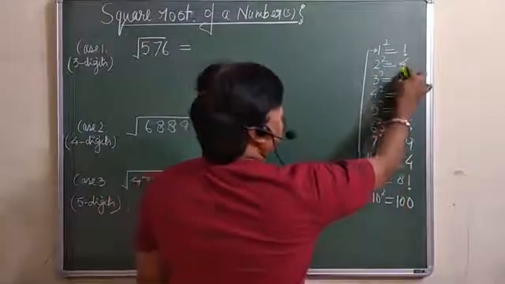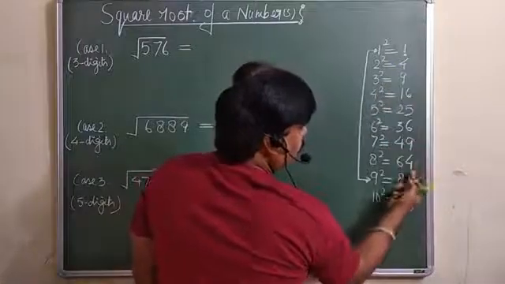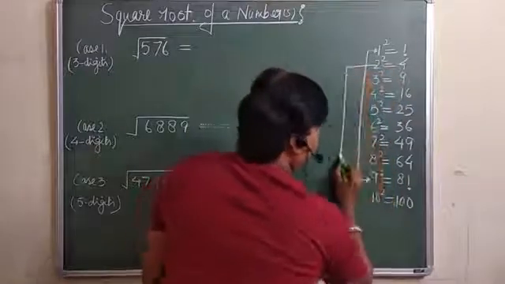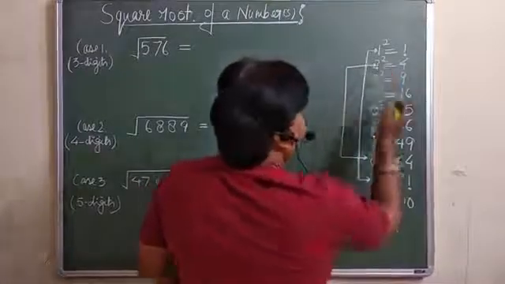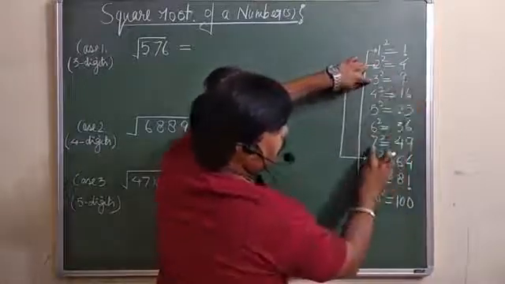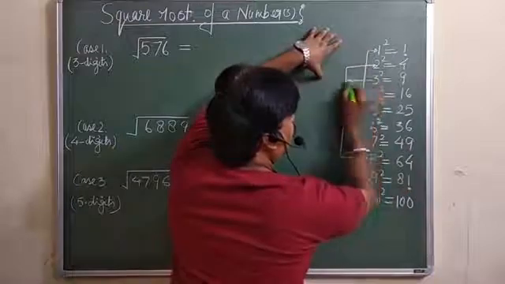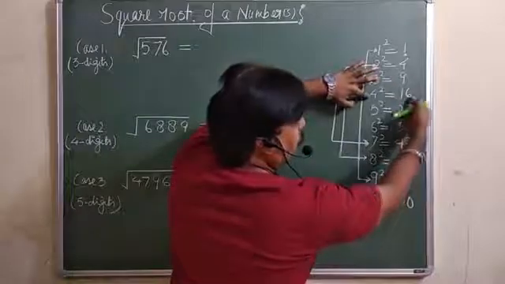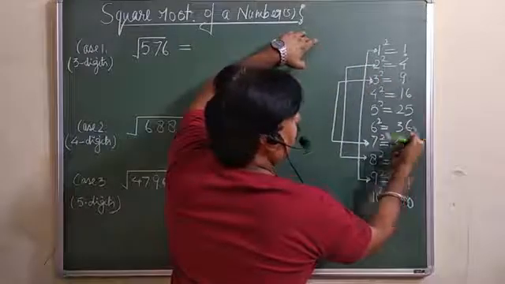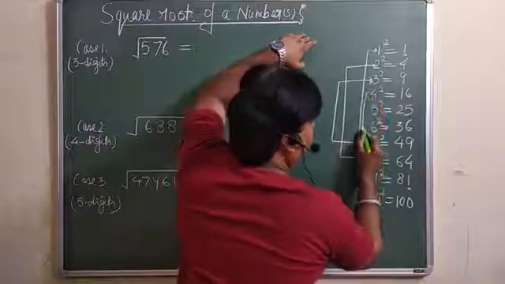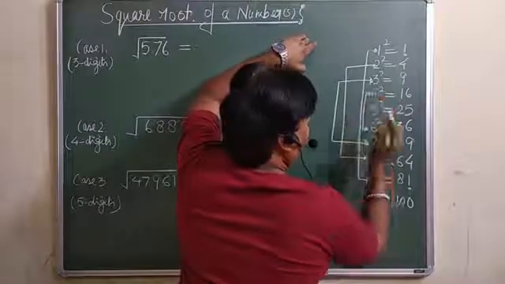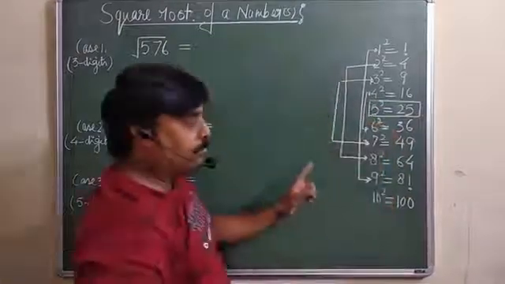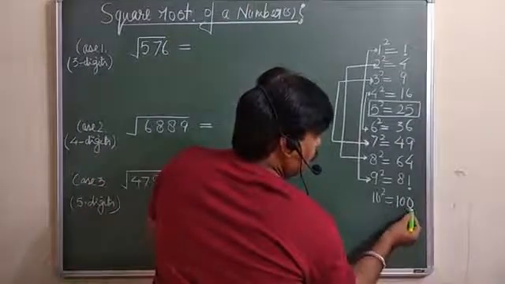Similarly, when you do 2 square, the unit digit is 4, and 8 square also gives unit digit 4. So these two have a relation. Similarly, 3 square is 9 and 7 square has unit digit 9, so 3 and 7 go together. 4 square and 6 square both have unit digit 6, so 4 and 6 go together. And 5 is the number whose unit digit is 5. This is a separate number, and 10 square gives unit digit 0.